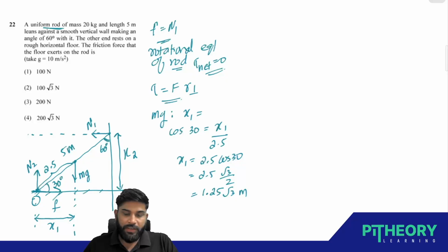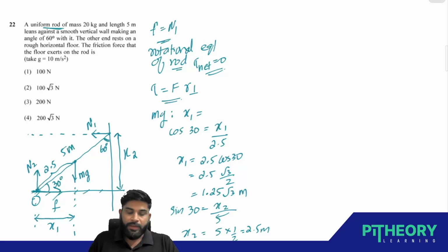Now, at the same time, we need to find x2 also. How to find x2? In the same complete triangle, if I find sine 30, what are you going to get? Sine 30 is nothing but x2 divided by 5, the complete length. So x2 will be 5 into sine 30, which is 1 by 2, so that is 2.5 meter. So x1 we have got as 1.25 root 3 meter, and x2 we have got as 2.5 meter. Both these we got.